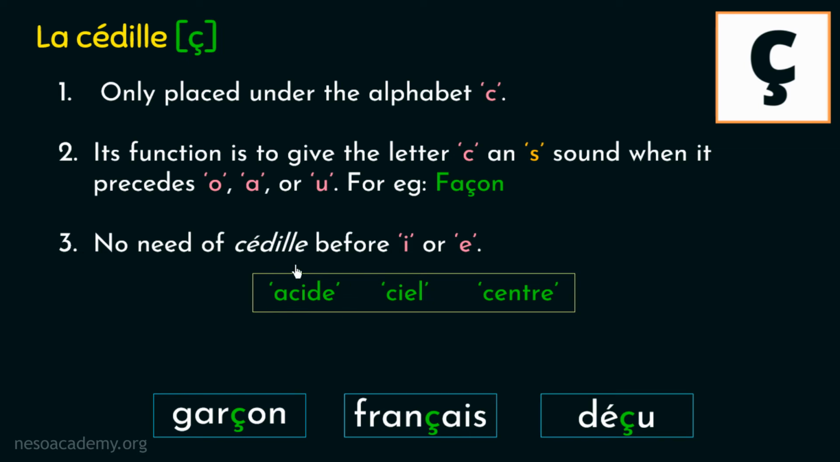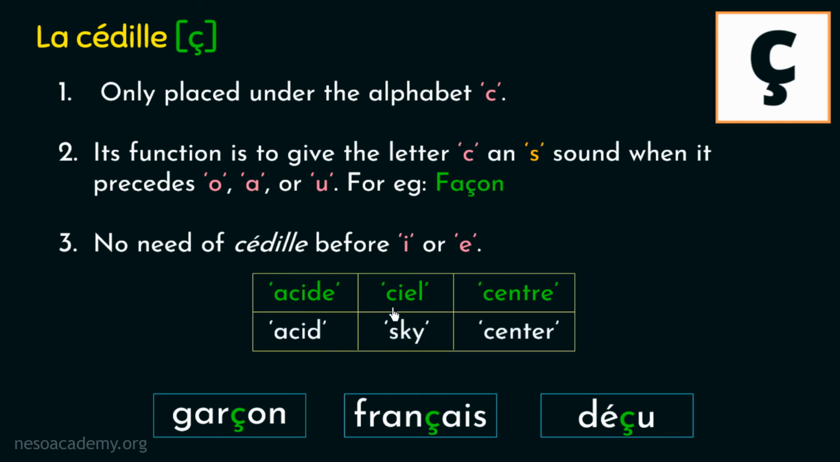In French it is pronounced as acide. So if you have observed the pronunciation of this word, the alphabet C here is already giving the sound of alphabet S. Listen to it once again. Acide. So this C here is already giving the sound of alphabet S, right? So the meaning of this word acide is acid.